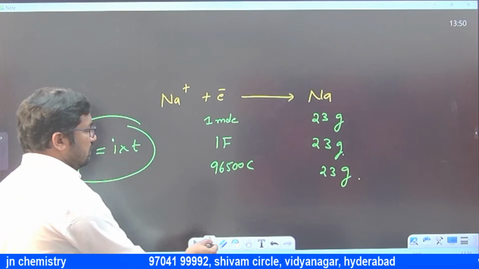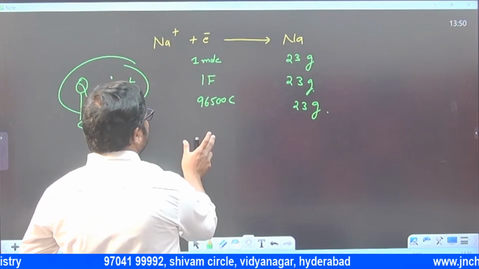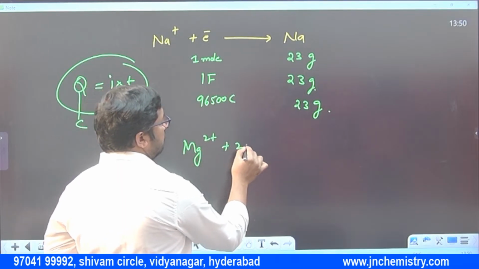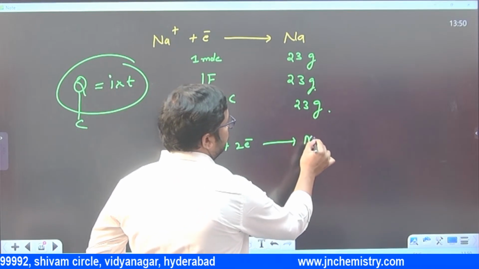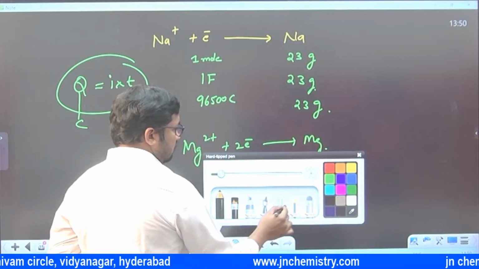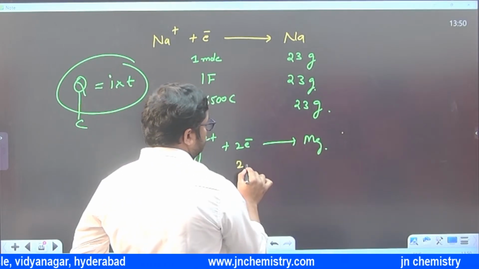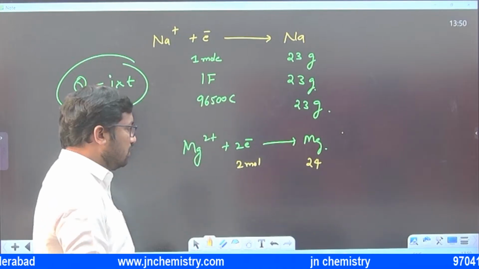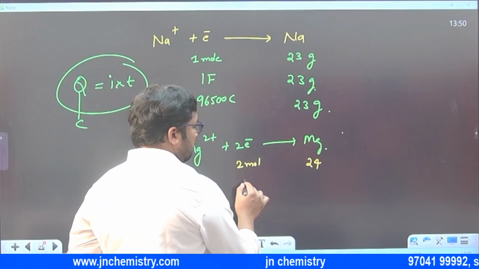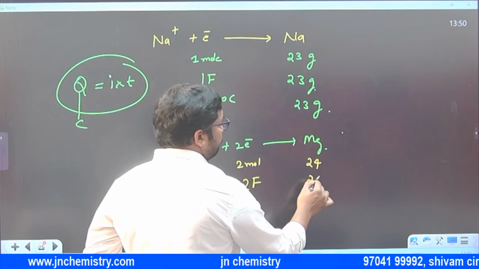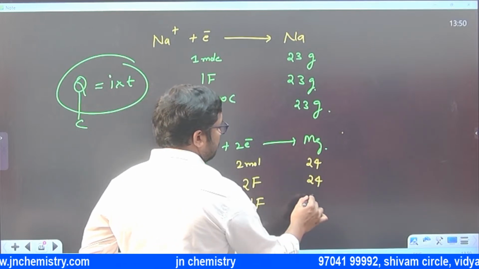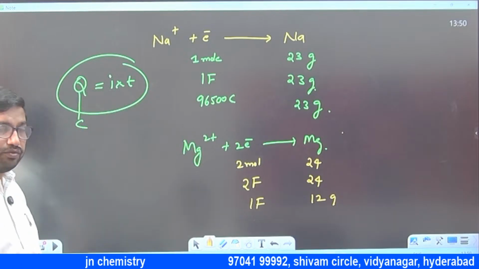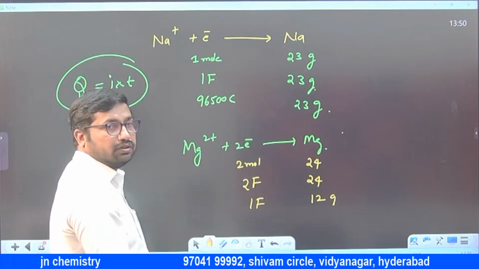For example, Mg2+ plus 2 electrons gives Mg. If I am using 2 moles of electrons, how many grams? 24 grams. So 2 Faradays, 24 grams. 1 Faraday, 12 grams. So 2 into 96,500 coulombs gives 24 grams. Like that we can solve the question.